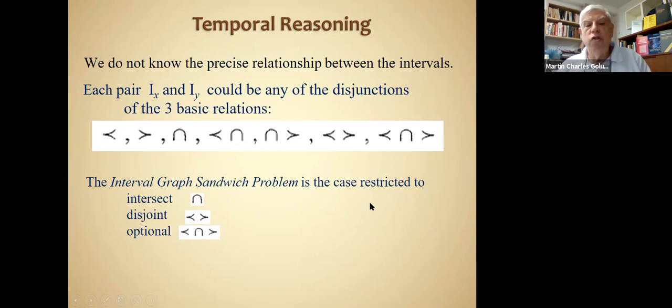And that led us to the interval graph sandwich problem, where I'm restricting my relations to only three of these seven disjunctions. That is, I'm told that two intervals intersect, or I'm told that they are disjoint, or I'm told that it's optional.